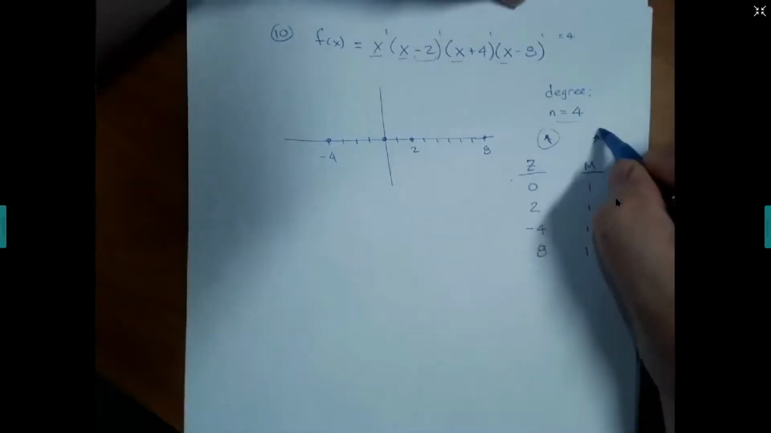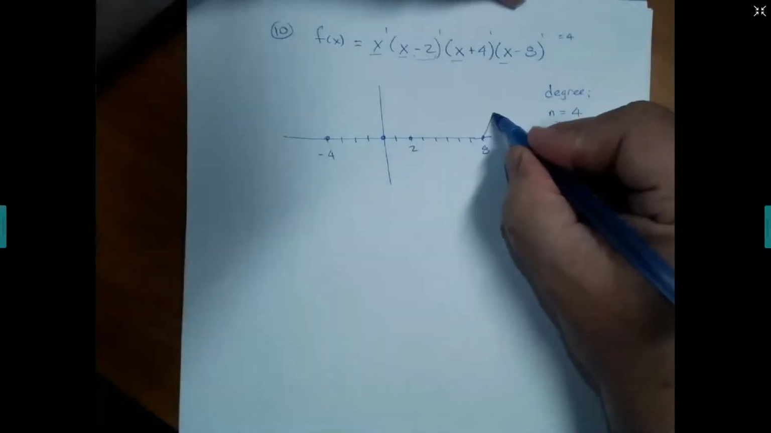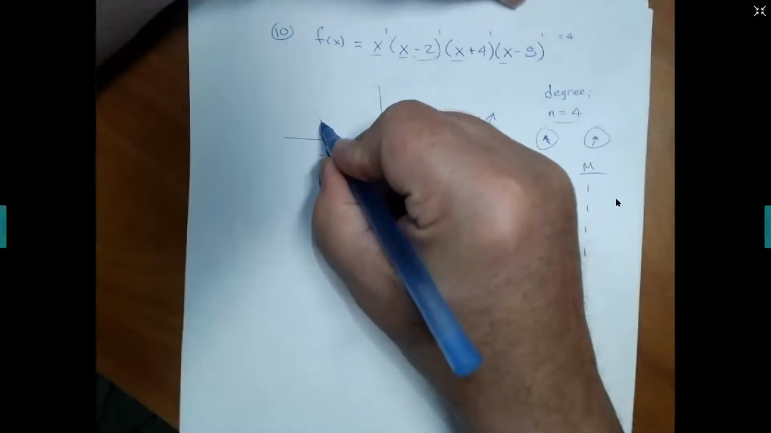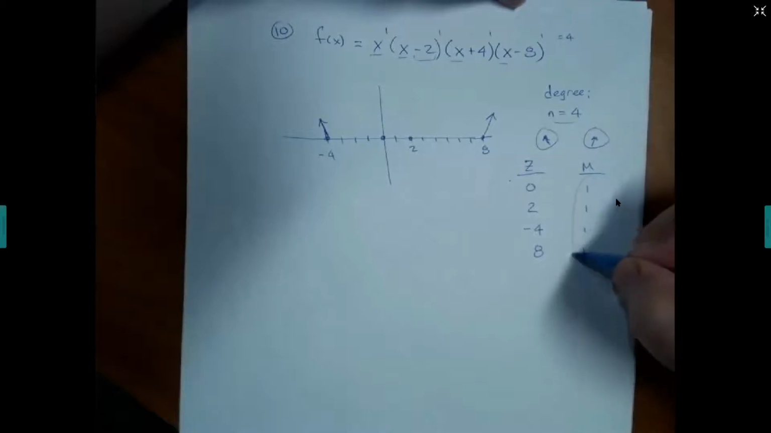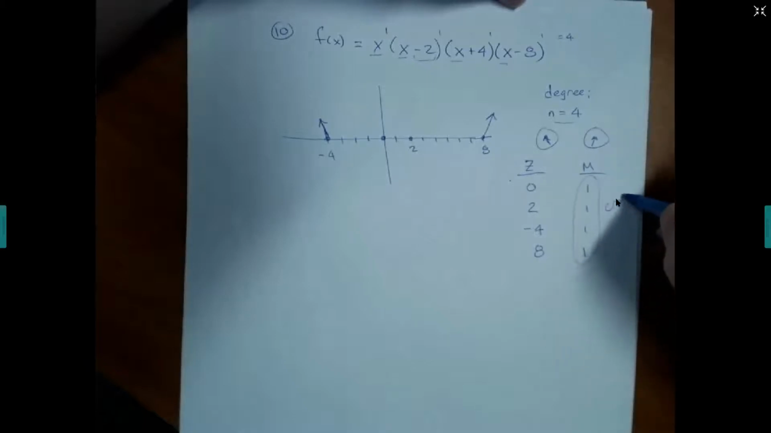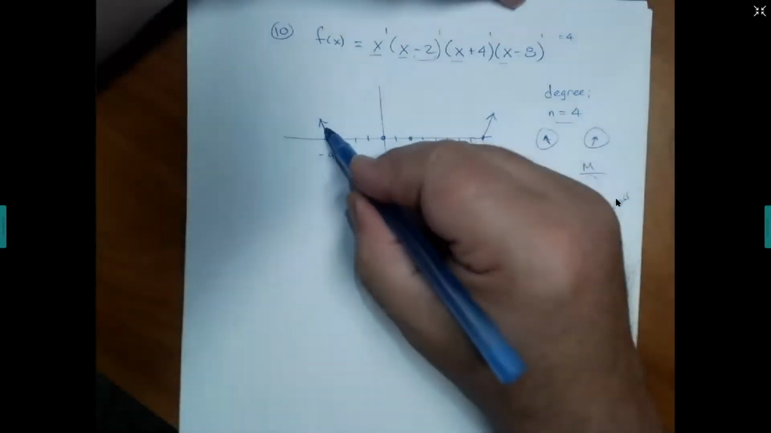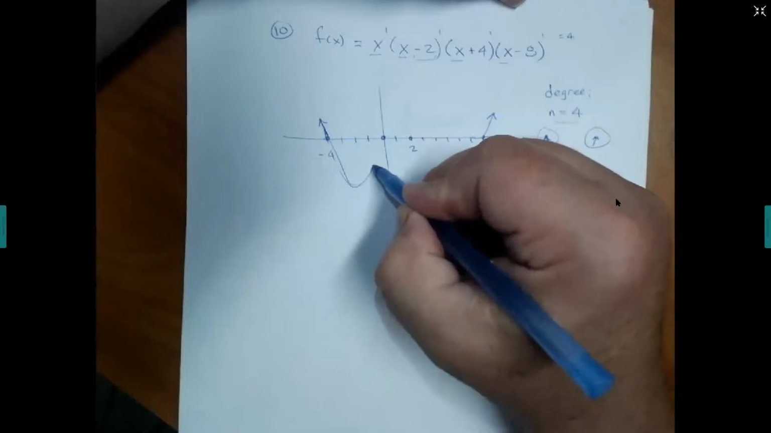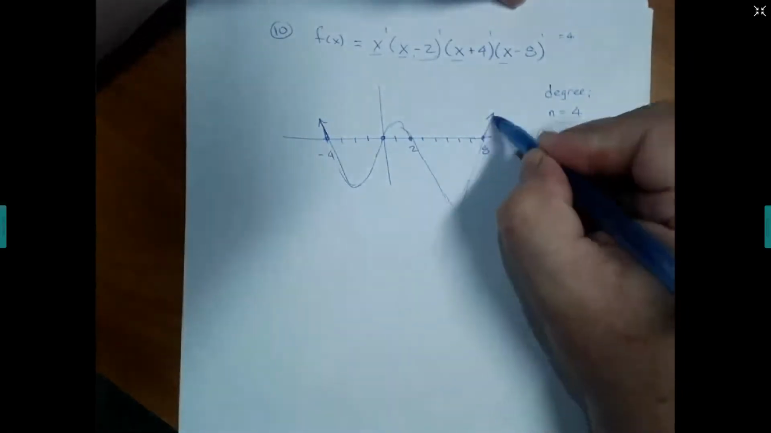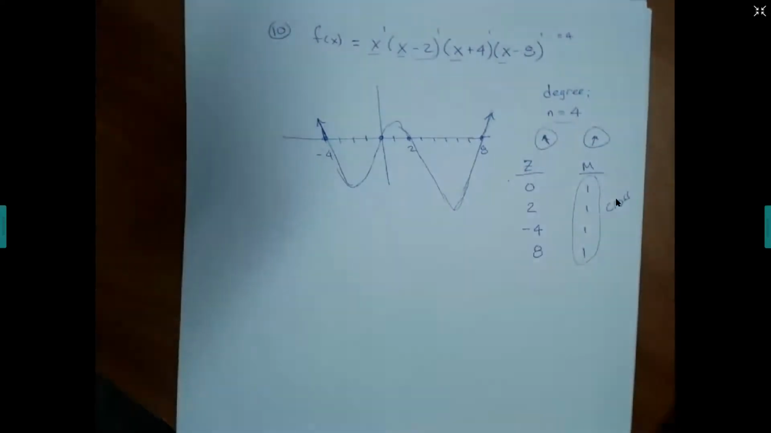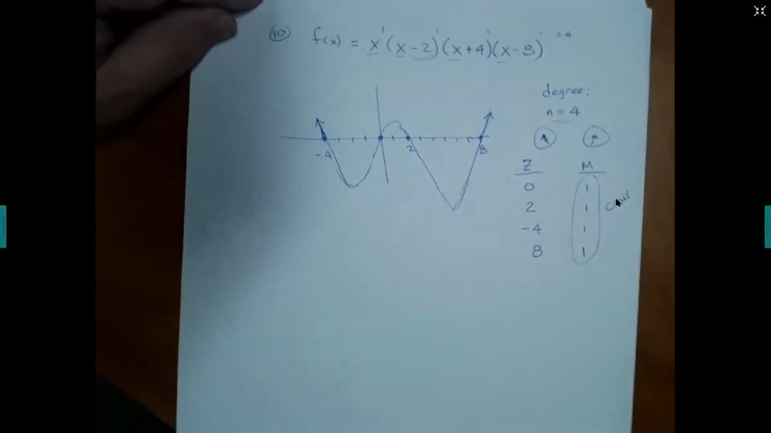We know the end behavior, they have to go the same direction. They're both going up. Since they're all odd multiplicities, they cross. So this one has to go down, however it goes down. You can look at anything as long as it has this basic shape. That's our graph, like a big W.